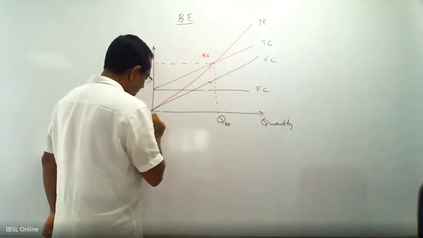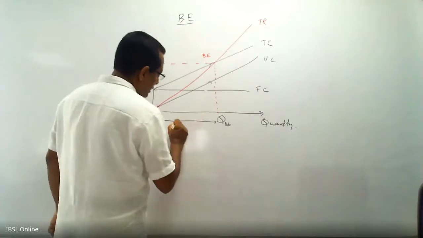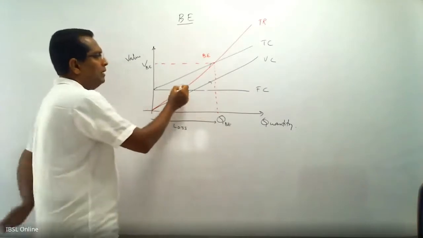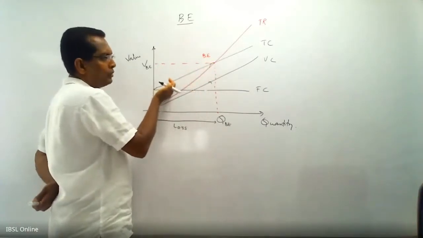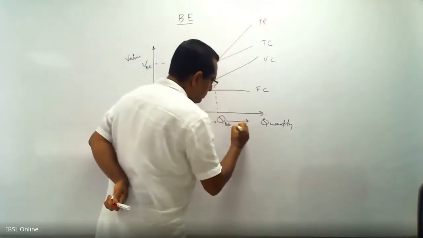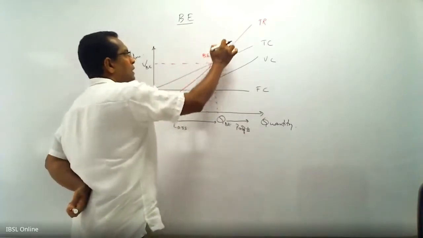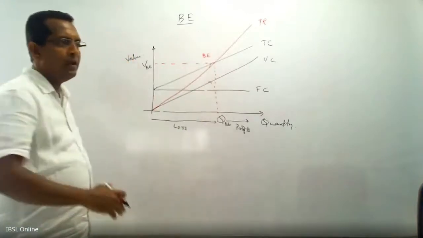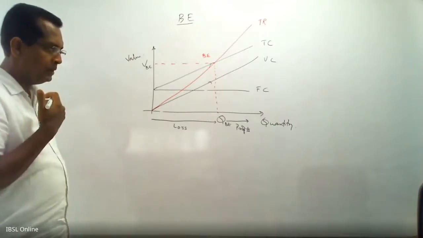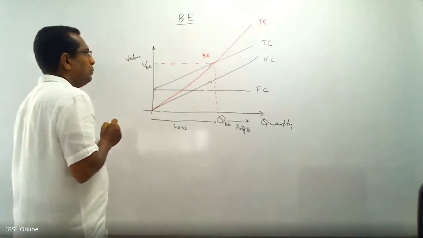Up to this point, from here, starting to this point, we are making a loss. See, always your revenue line is lower than the total cost line. From this point onward, we are making profit. Right? See, revenue line is above the cost line. We have covered all the cost and we have started making profit. Right? Then we discuss few points.